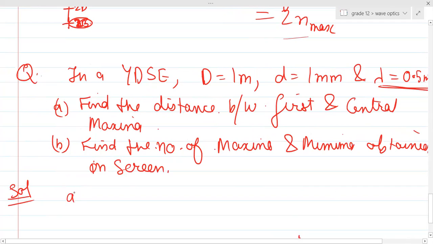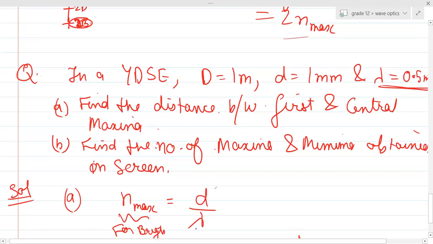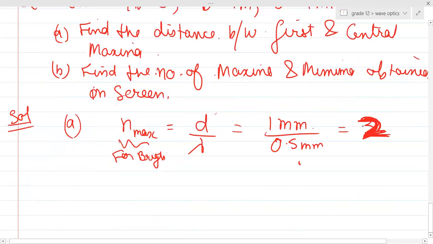First of all, let's calculate n max. Guys, we know for the number of bright fringes, it is d by lambda, right? So what is d? d is 1 mm. Lambda is 0.5 mm. So can you see only 2 is there? 1 divided by 0.5 is only 2, right? So the maximum order is basically 2.